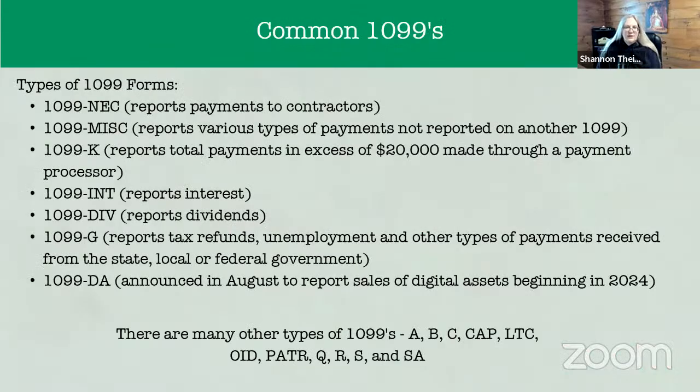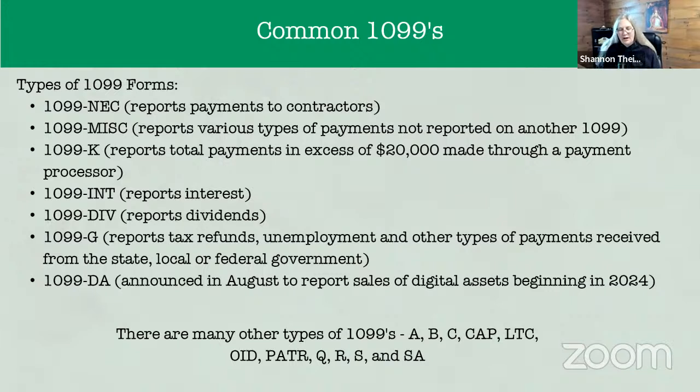All right. So the most common 1099s that we're going to see as accountants and bookkeepers and business owners are the 1099 NEC, which are reports of payments to contractors, the 1099 miscellaneous, which reports other various types of payments not reported on another 1099, a 1099K, which we receive when total payments are in excess of $20,000 and transactions are more than 200 made through a payment processor.